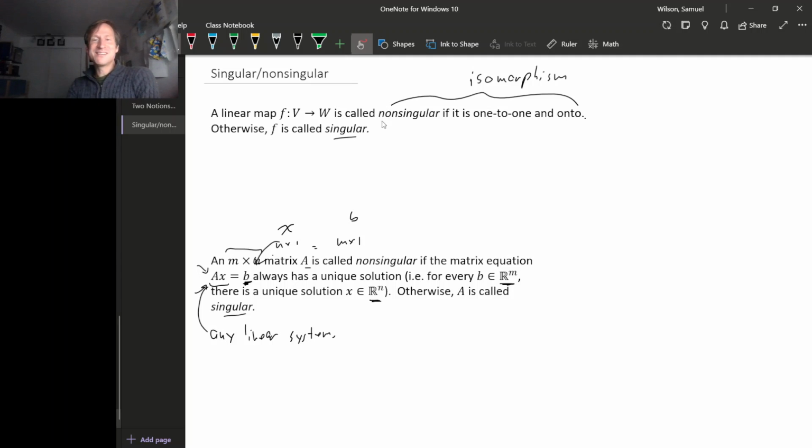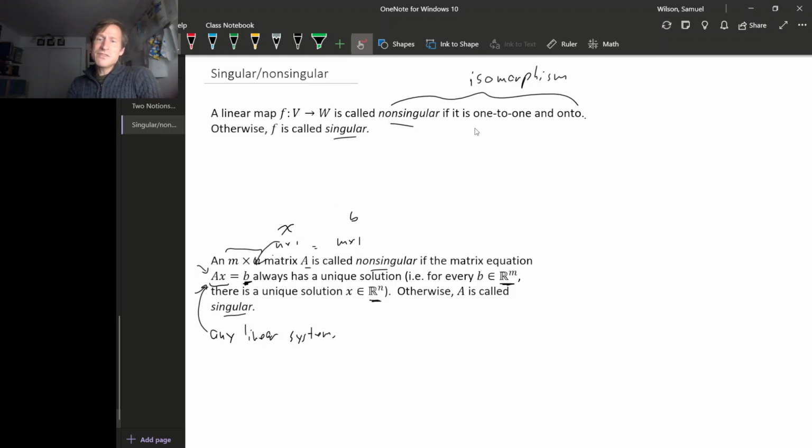Now, of course, because both of these words, singular and non-singular, get used for both linear maps and matrices, you would hope that there's some correspondence between these. In fact, you would probably hope that a linear map is non-singular exactly when the representing matrix is non-singular, and vice versa, a matrix that is non-singular produces a linear map that is non-singular. And we'll see that this is the case.